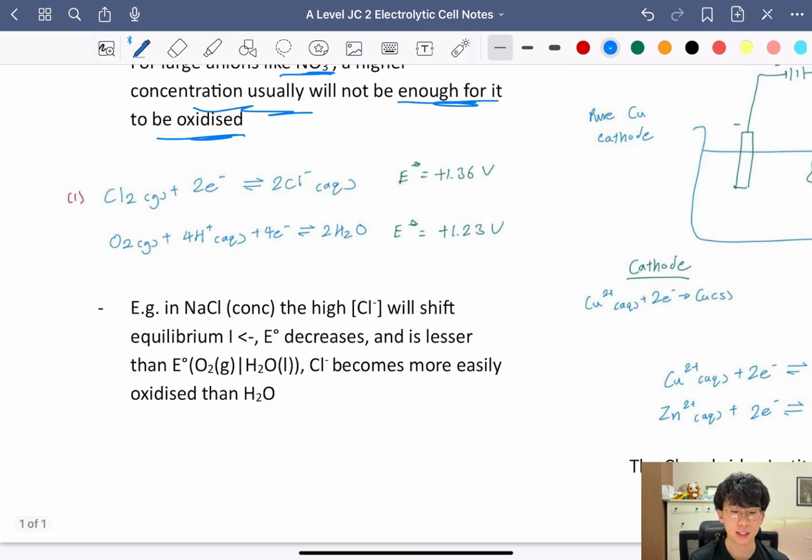If you look at this half equation over here and this half equation over here, these two half equations represent the oxidation of water if you read from the right to the left, or the oxidation of Cl- if you read from the right to left for equation 1.